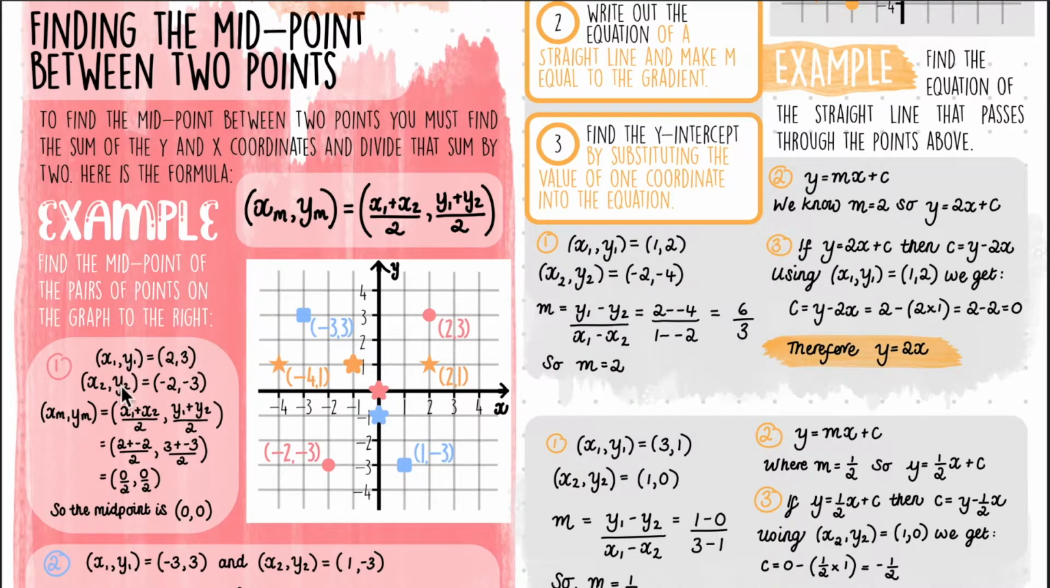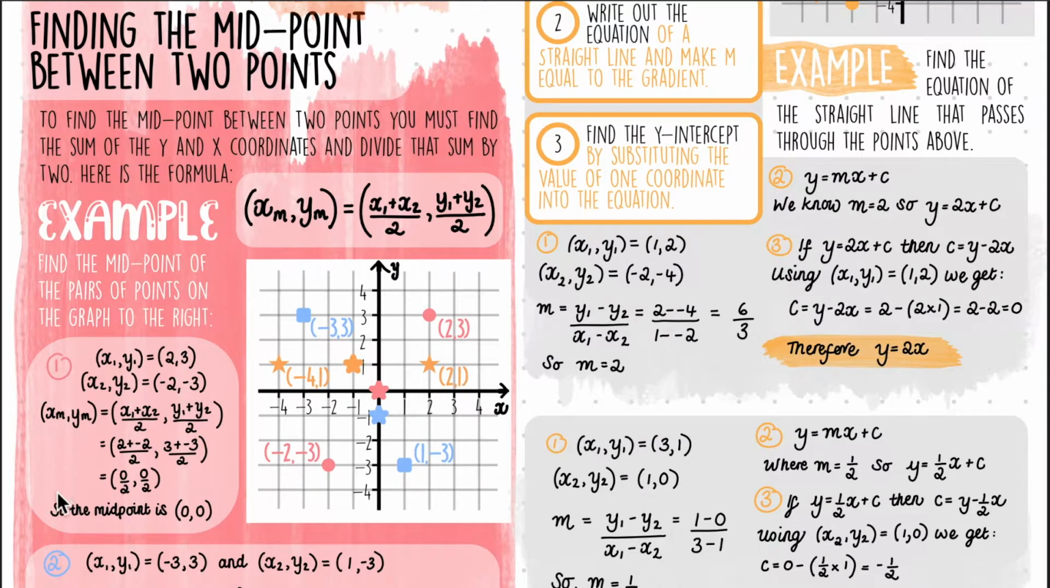Now all I do is plug these into this formula here. So I have xm, ym is equal to (x1 plus x2) divided by 2, comma, (y1 plus y2) divided by 2. Well, we had x1 is equal to 2 and x2 is equal to minus 2. So we get 2 plus minus 2 divided by 2. y1 is equal to 3 and y2 is equal to minus 3. So this becomes 3 plus minus 3 divided by 2. These fractions simplify down to 0 over 2, comma, 0 over 2, which then simplifies further to 0, 0.